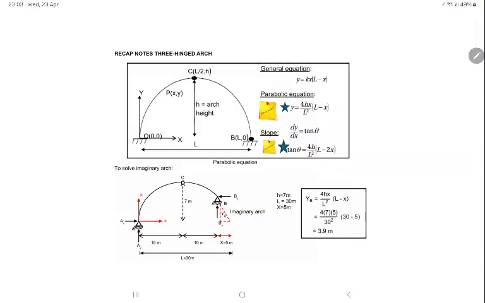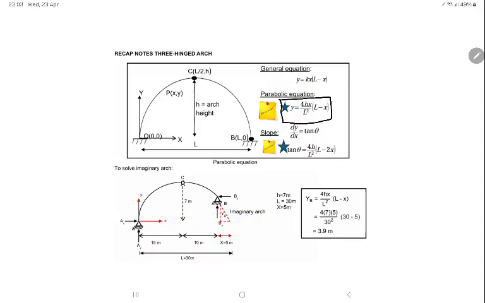So for today we continue our lesson yesterday. Recap for the notes that we have learned yesterday. For three-hinged arch, you are given a parabolic equation. Okay, so this is the parabolic equation that you need to remember.